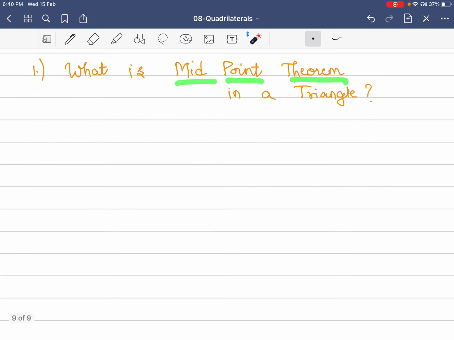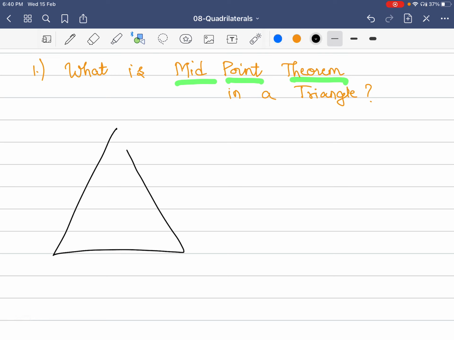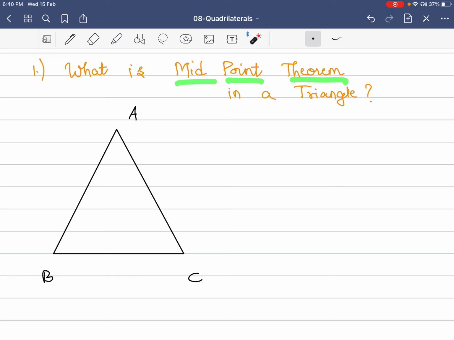Let us first draw a triangle for the sake of our understanding. So this is a random triangle. Let's name it A, B, C. These are the three sides of a triangle. Now, what does the midpoint theorem say? As you can guess from the title, we need to find midpoints of two sides and then the theorem is involved. So let's take the midpoint of the side AB.